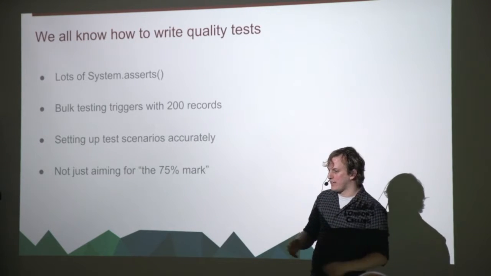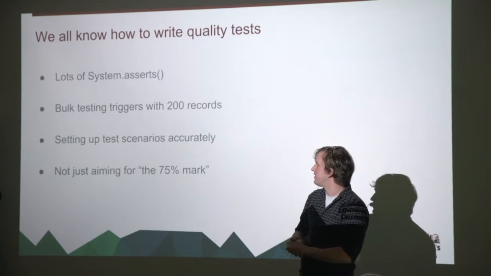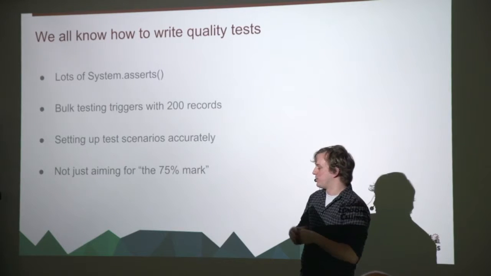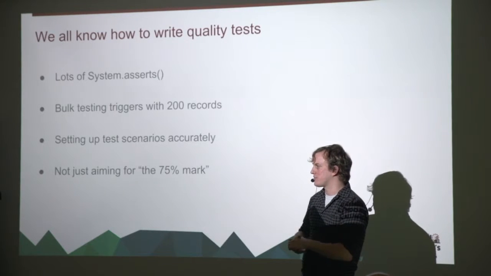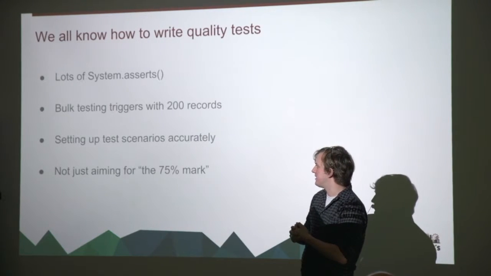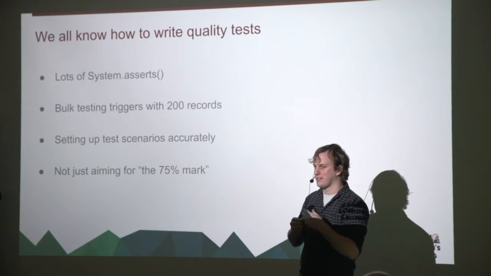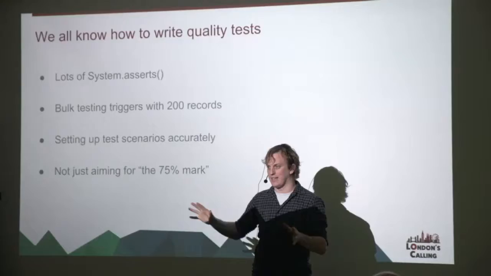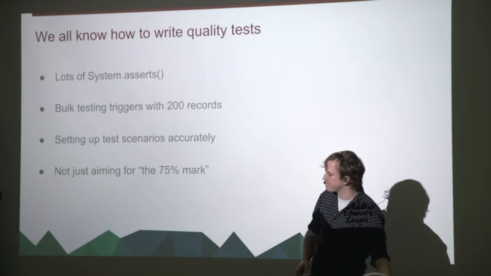We all know how to write quality tests, and I hope we all have a rough idea how, because I'm not going to cover this stuff too heavily. You have lots of system asserts. If we're doing triggers in Salesforce, we want to bulk test them, so you want to throw 200 records at them, because we all know that can happen in production when people do data loading and so on. You have to be able to handle it. We know that we have to set up our test scenarios accurately, and Salesforce have made it a lot easier these days with things like test setup and not using live data. And the most important thing is not just aiming for that magic 75% mark in Salesforce. You can't have a Salesforce testing presentation without saying 75%. It normally comes up about 10 times, but that's the only time I'm going to mention it. But we know that's what we've got to do.